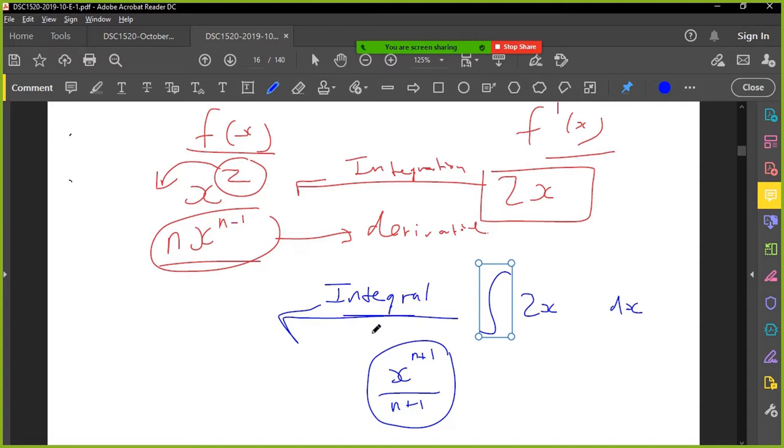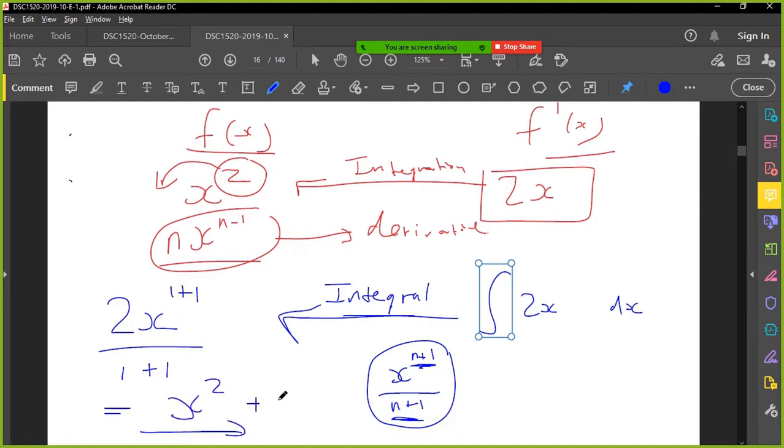Okay, so when you're looking at the integral, to get from derivative to function, okay, I'm going to write down 2x. Then what am I going to do? Add 1. Yes. Then what am I going to do? Divide by 1 plus 1. Divide by. Okay, so what is 2 over 2? 1. X to the 2, there's it. Okay, and obviously plus c.